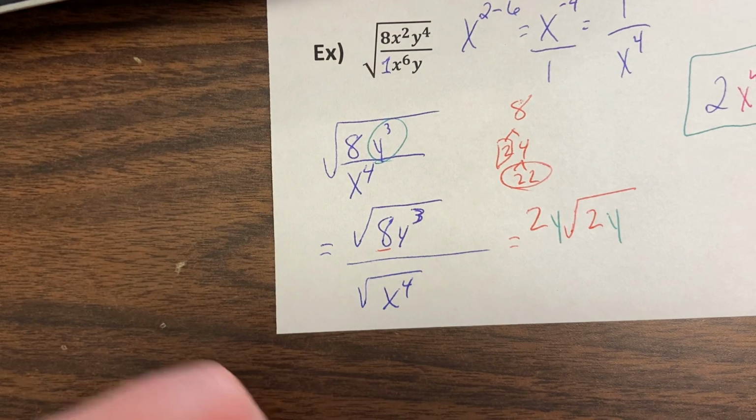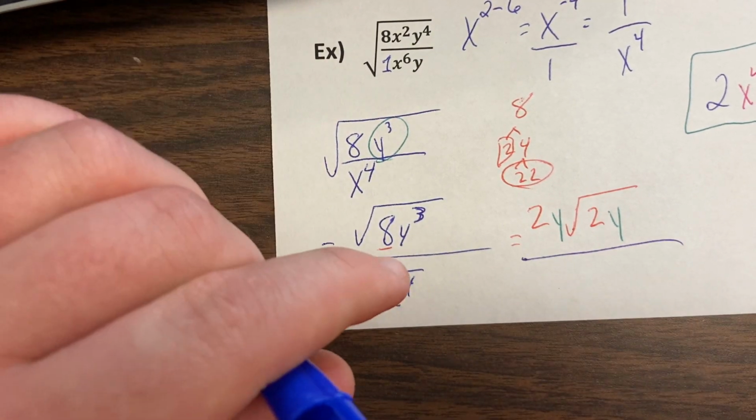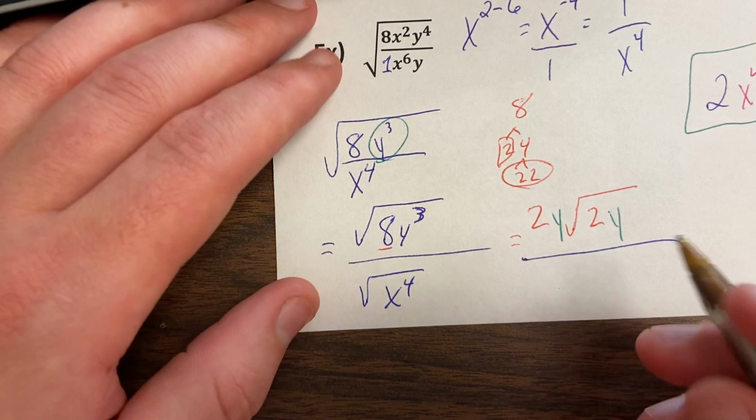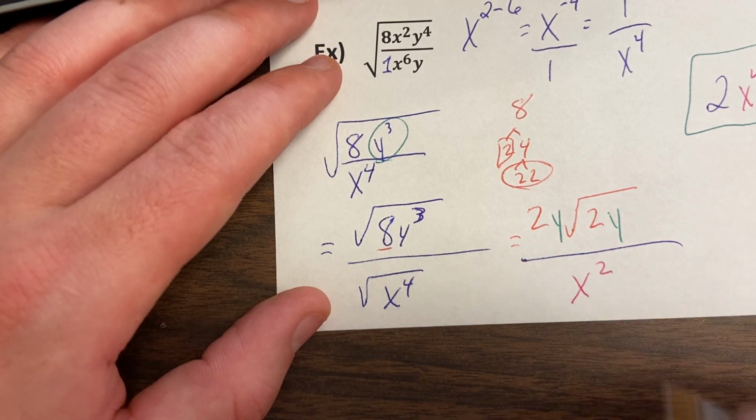All right, and then let's look at the bottom guy here. We have x to the fourth. 4 is an even number. 4 divided by 2 is a 2.